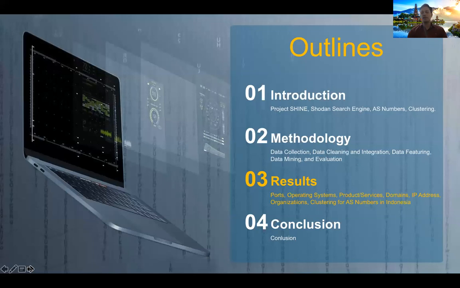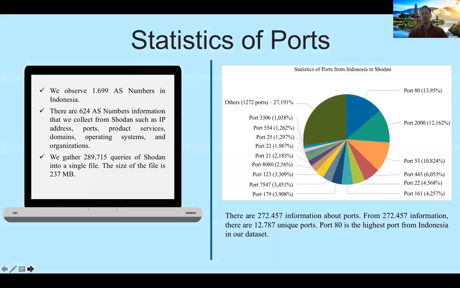The next is our results. We will talk about ports, operating systems, product services, domains, IP addresses, organizations, and clustering for AS numbers in Indonesia. We observe 1,699 AS numbers in Indonesia.